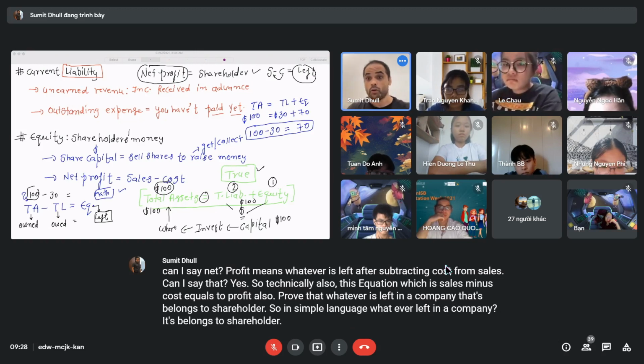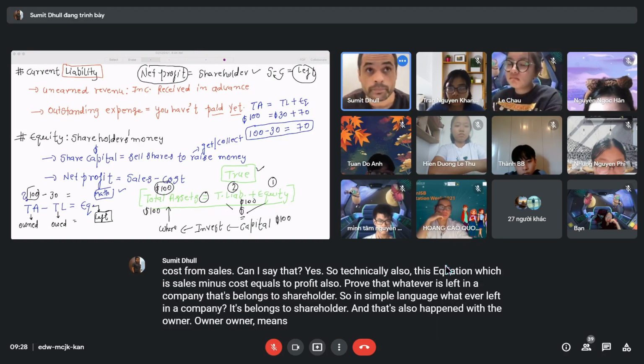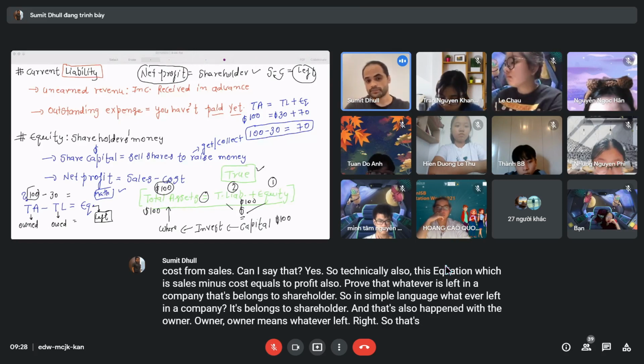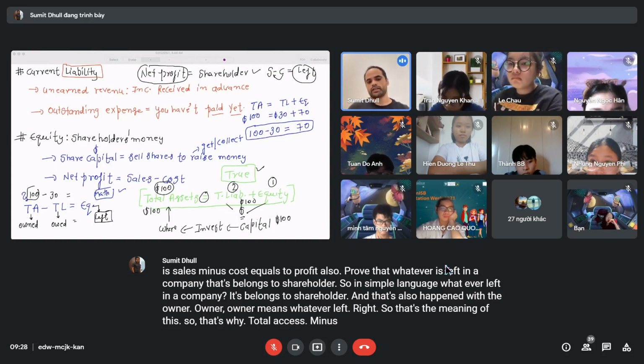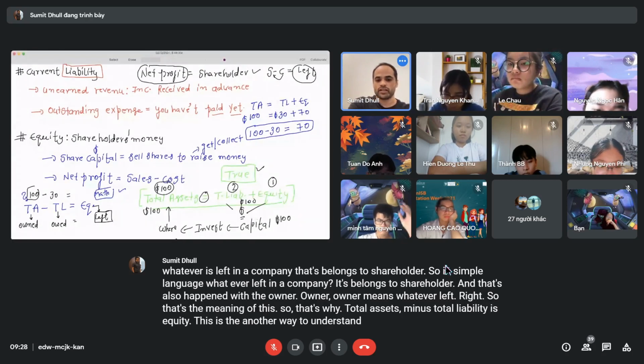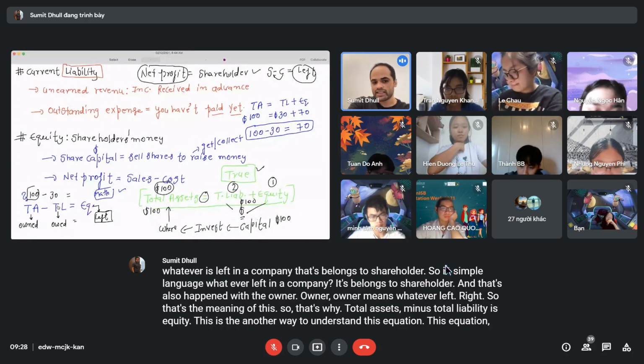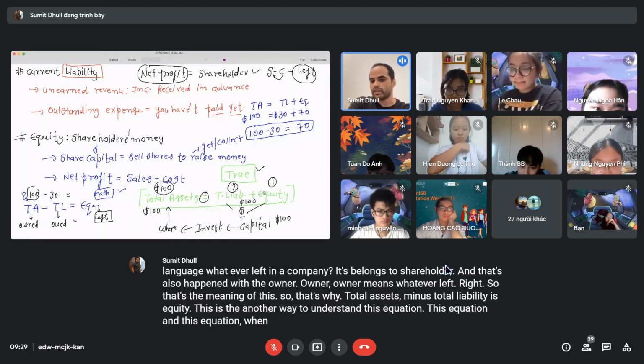And that also applies to the owner. Owner means whatever is left, right? So that's the meaning of this. So that's why total assets minus total liability is equity. This is another way to understand this equation. This equation and this equation. When you start your company, you look at it like this.